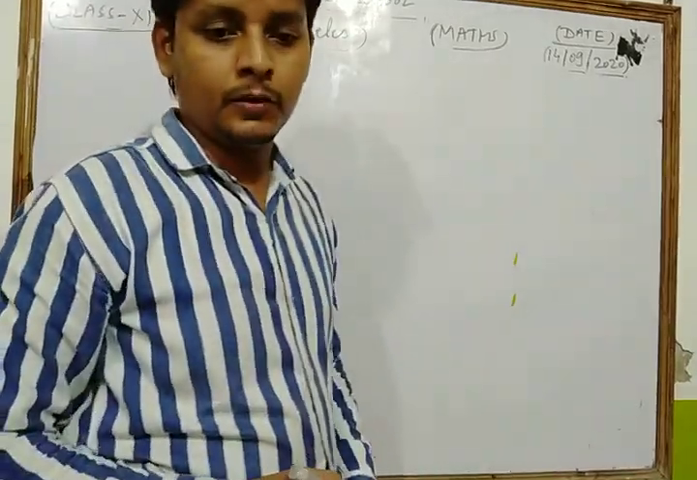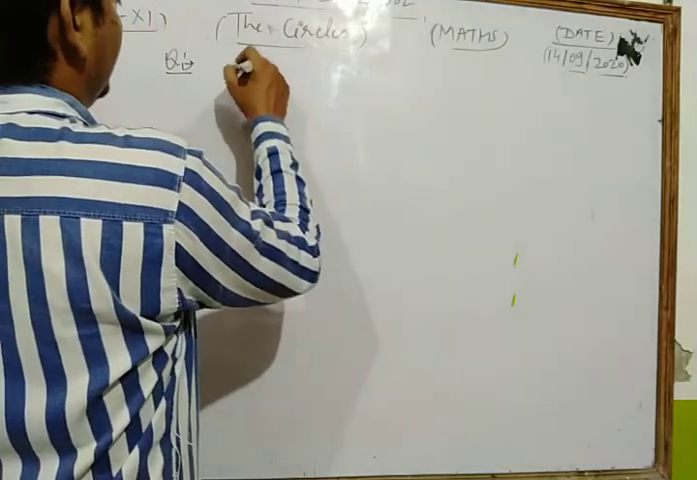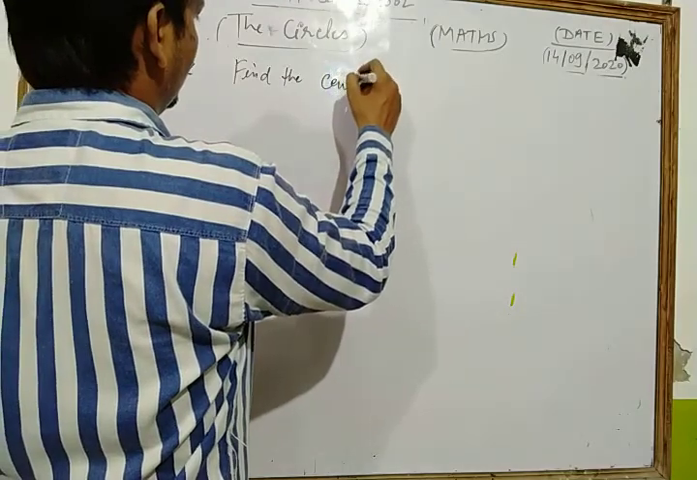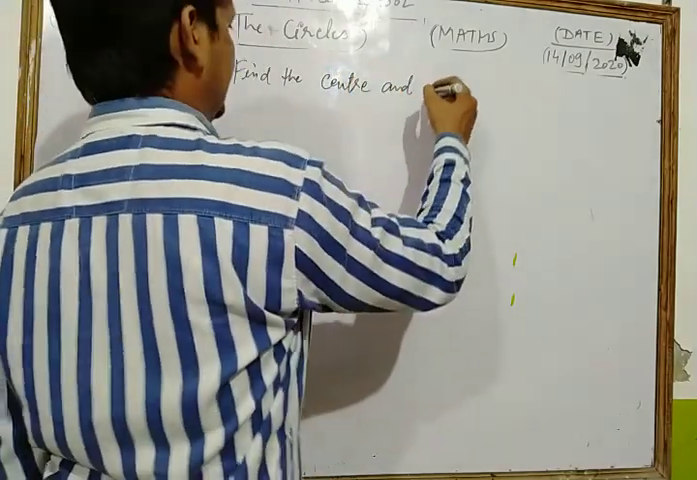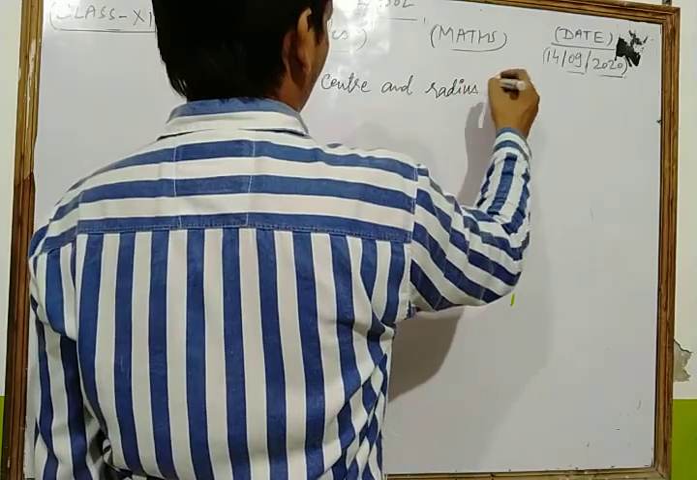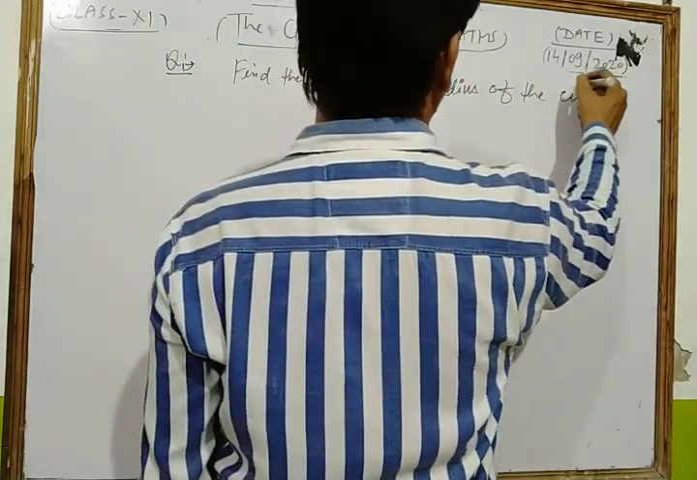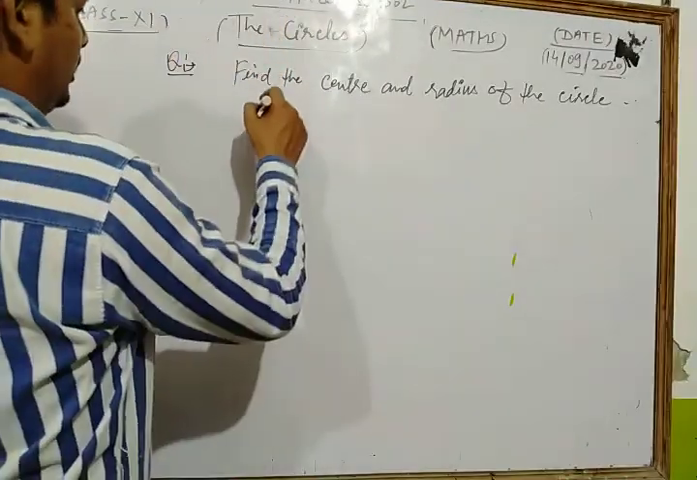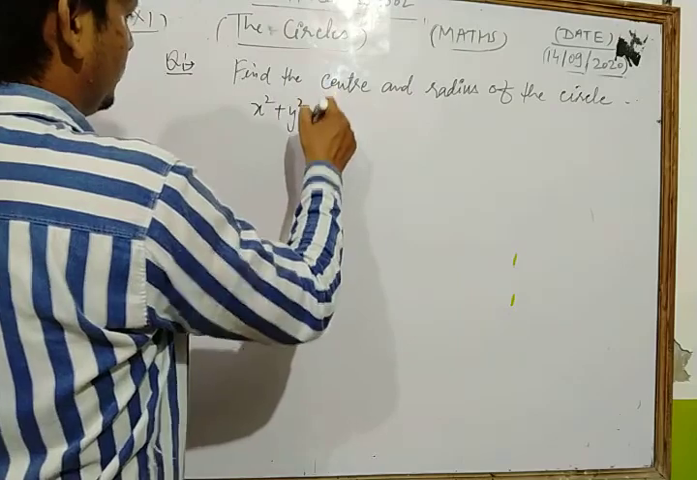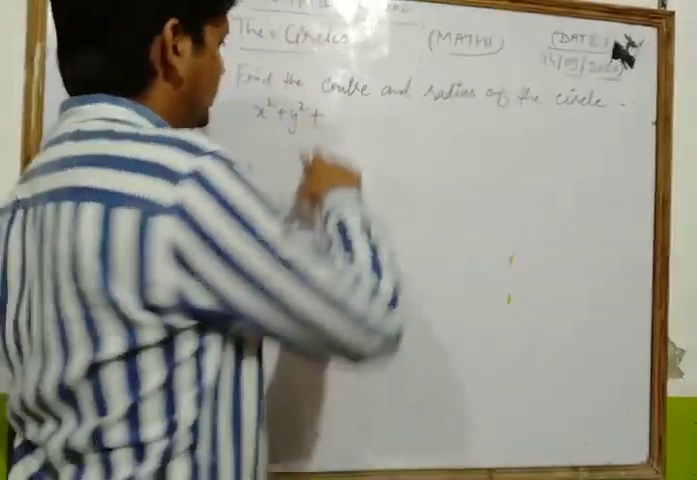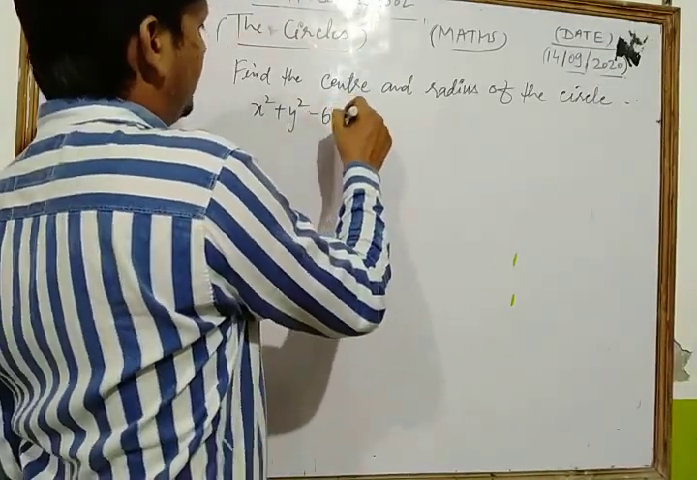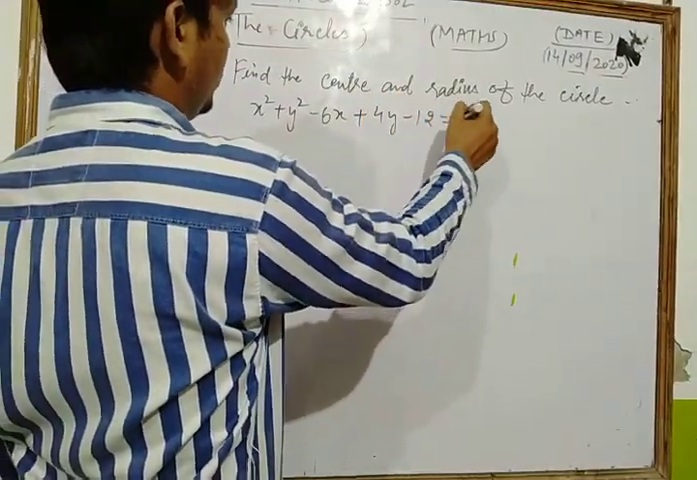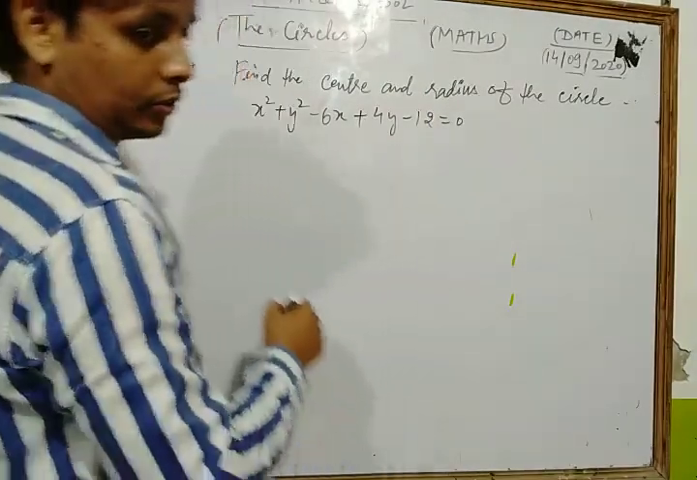Find the center and radius of the circle x square plus y square minus 6x plus 4y minus 12 is equal to 0. Let's see its solution.